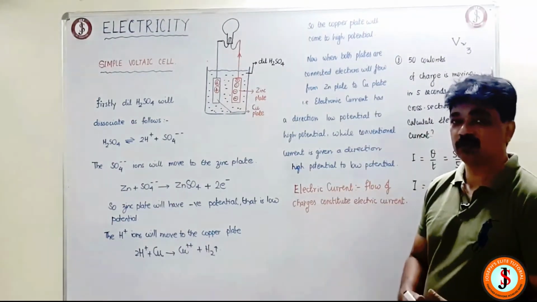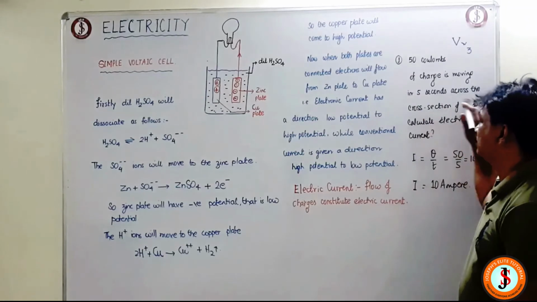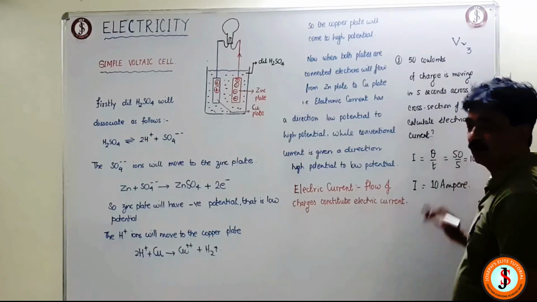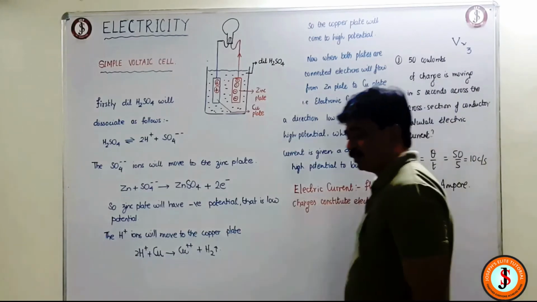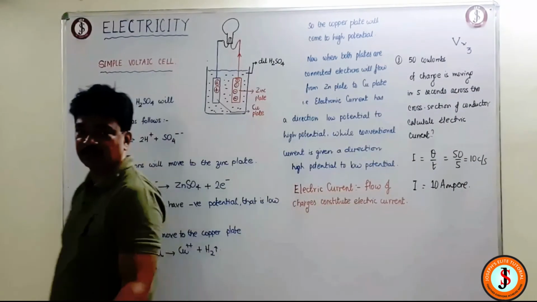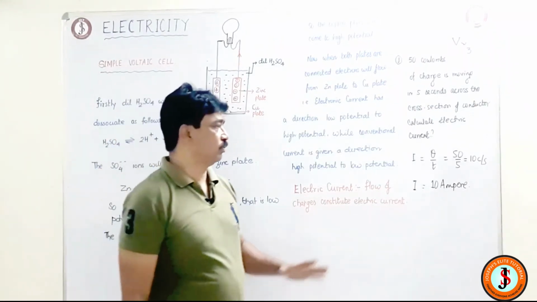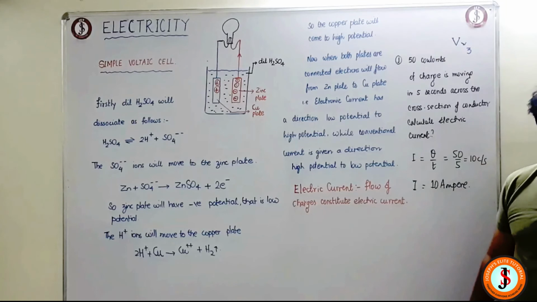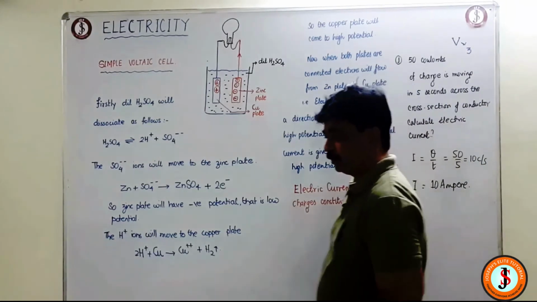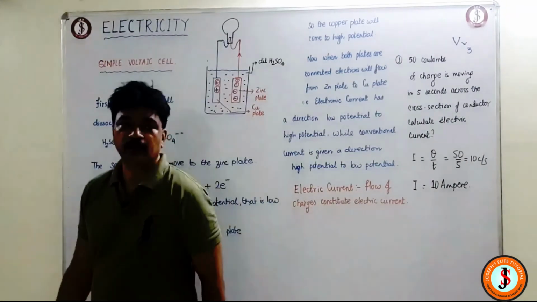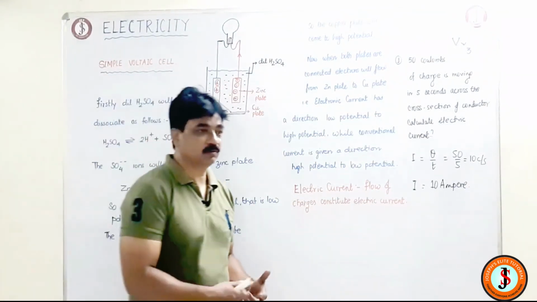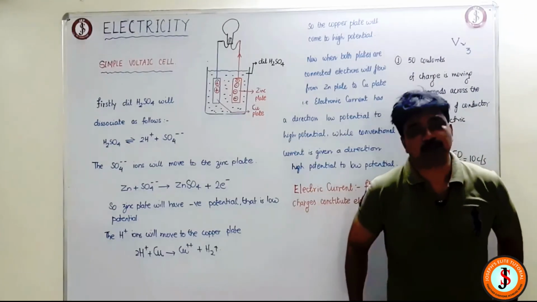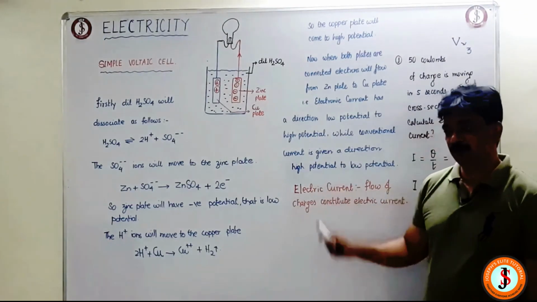How much is the quantitative definition? If 50 coulombs flows in 5 seconds, then in 1 second it will be 10 coulombs. So the rate of flow of charge is 10 coulombs per second, and coulomb per second is the current. So the SI unit of current is either coulomb per second or ampere. And we basically measure the current by using a device called an ammeter. Ammeter can be connected, and it's a ready-made device from where you can measure the current.